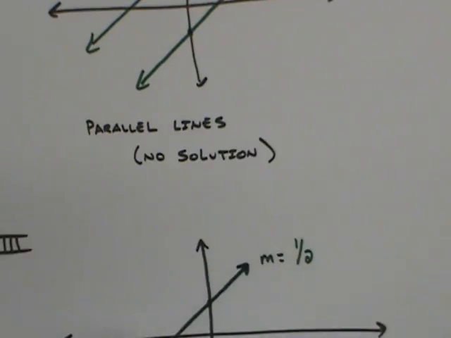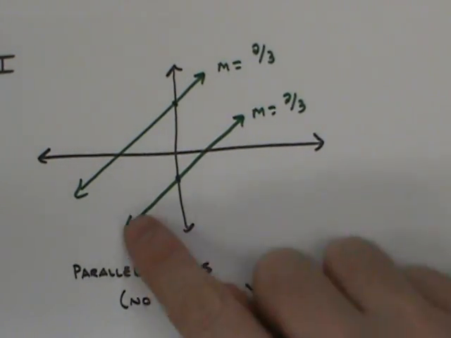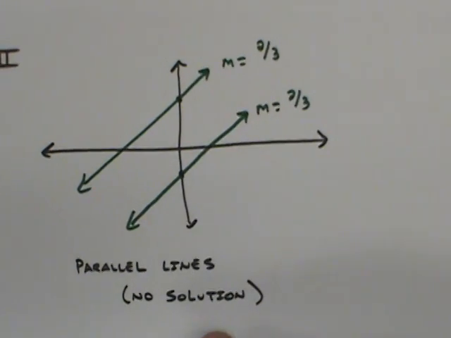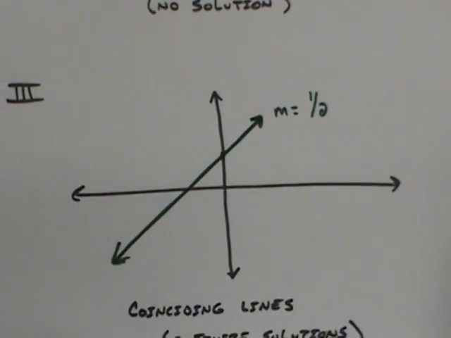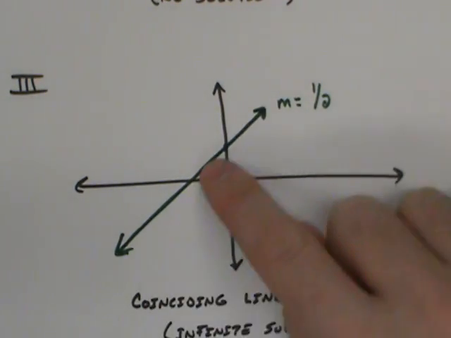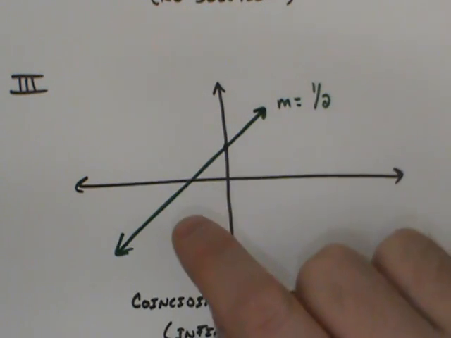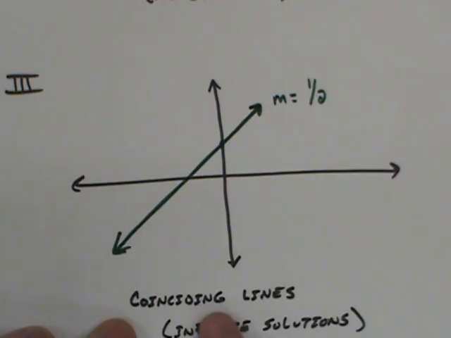The second thing that could happen is your lines never intersect because they're parallel, which means you have no solution. And finally, the third outcome, you can have the same line. You graph a line, then you turn around, you graph the next line, it's the very same line. We say that those are coinciding lines, and there's an infinite number of solutions. That's our introduction to graphing systems of equations.